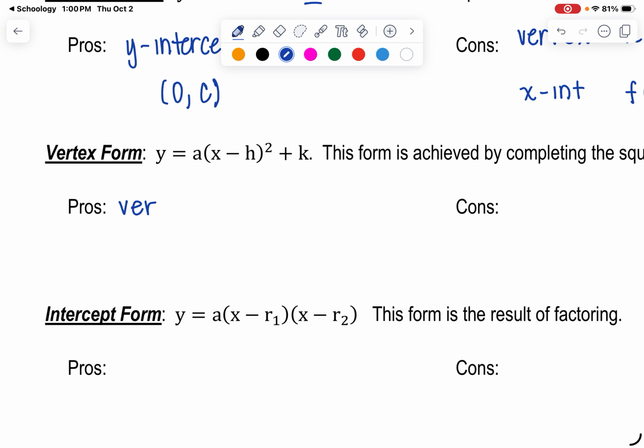All right, for vertex form, the pro is that, hey, you get your vertex. That's why it's called vertex form. Your vertex is the ordered pair (h, k). So if you look, this is a minus h here, so you take the opposite of that value that you see with your eyes, and then k.